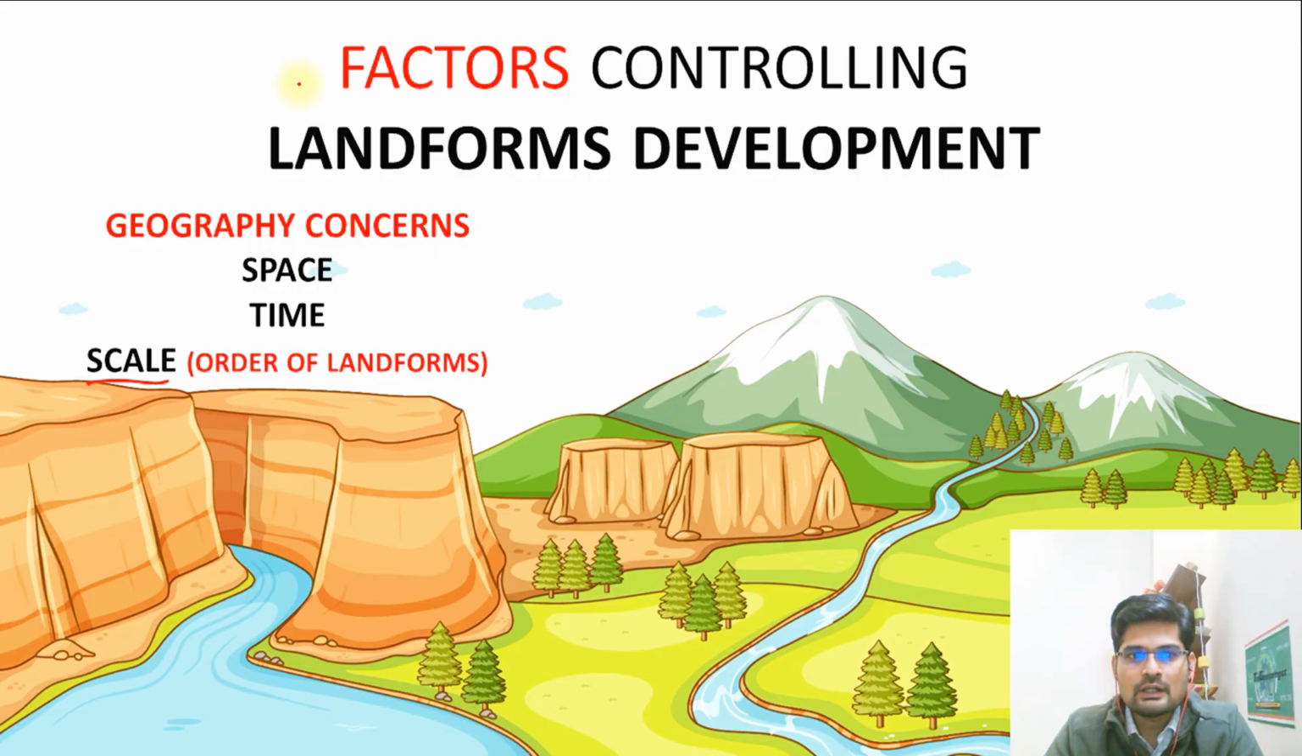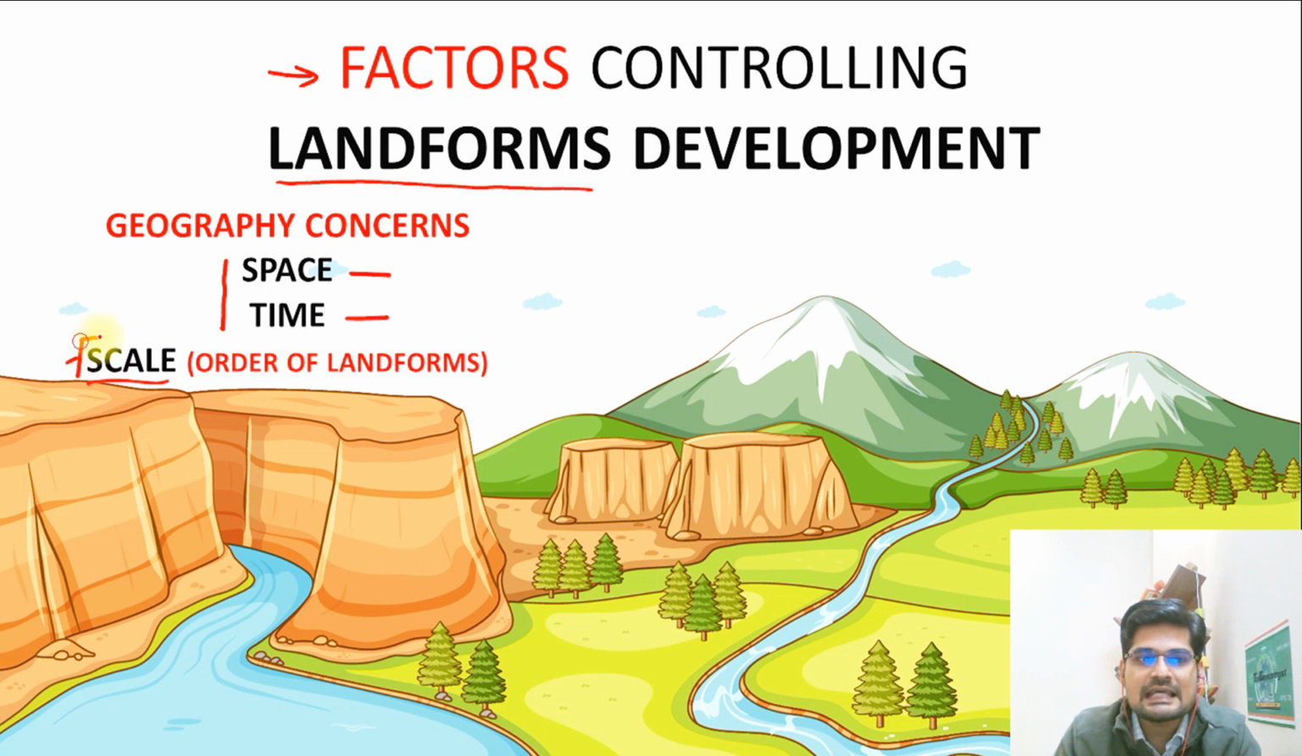So now let's learn about factors controlling landforms development. Across all the lectures in geomorphology, we talked about various kinds of processes, various kinds of landforms and their formation. In this lecture, we are going to present a summary of all the factors. But before we discuss the factors controlling landforms development, let's understand the basics of the space, time and scale concept in geography. So remember, geographical knowledge has three basic components: one is space, one is time, and the third is the scale component.